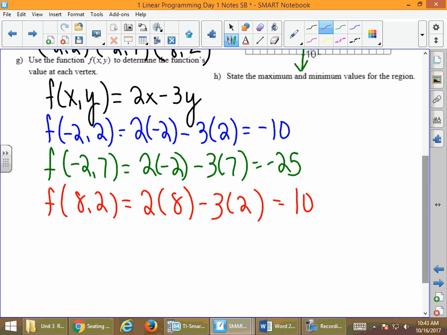And as we're running out of time here, just to finish, we can label these. Our maximum value is the biggest of these three, which is here at the 10 from our ordered pair 8, 2. And our minimum value is the smallest value between negative 10 and negative 25 and 10. And negative 25 is our minimum value at -2, 7.